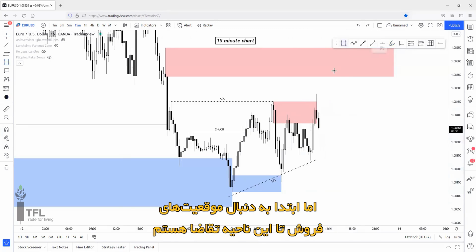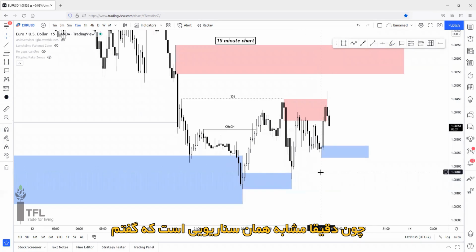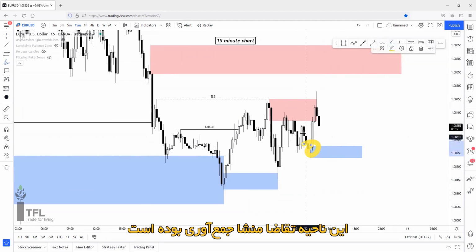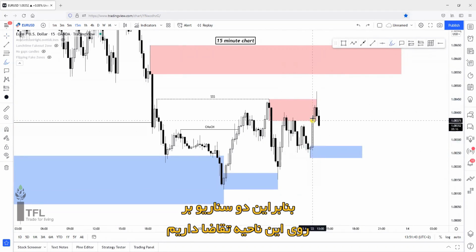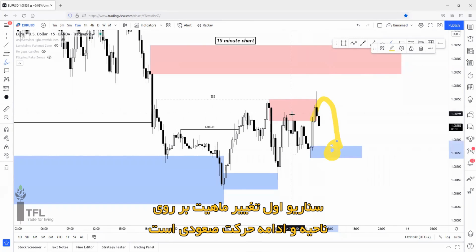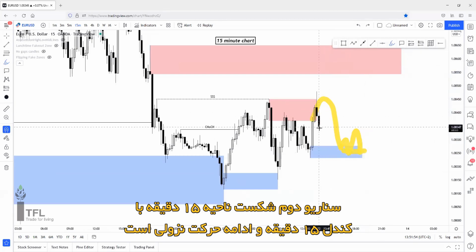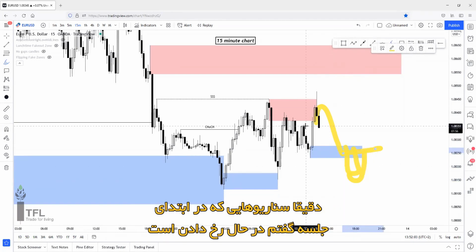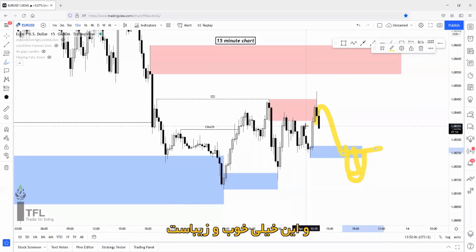But first, I'll be looking for short opportunities down to this demand zone, because this is the exact same scenario once again, right? I just drew this scenario. This demand zone has caused this sweep. So we have two scenarios on this demand zone that I was talking about. The first scenario is a change of character on this zone and continuation of the longs. The second scenario is the 50-minute break of this zone, with a 50-minute candle closure, and the continuation of the shorts. The exact same scenario is happening that I was talking about at the beginning of the session, and this is literally beautiful.